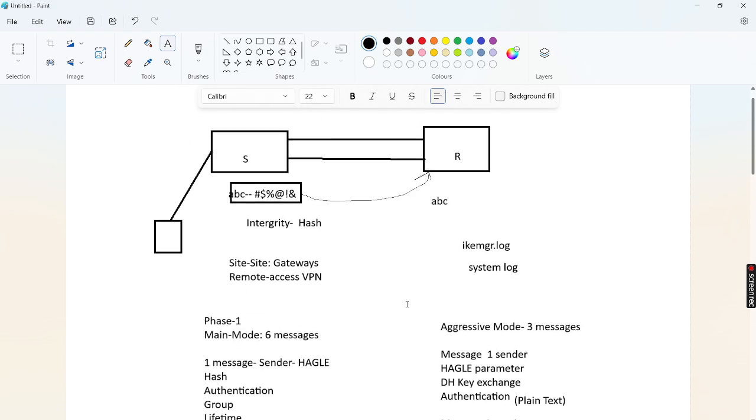Yeah, for sure we need two firewalls. We need two firewalls to form an IPsec tunnel. This is one firewall and this is another firewall.